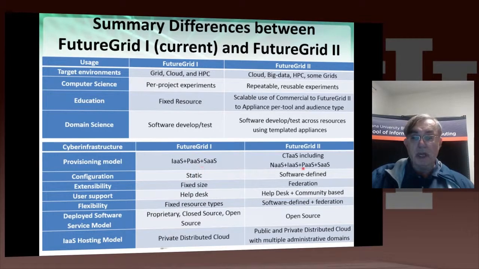The provisioning model is network as a service, which will give you computing testbed as a service, and has 4 layers, not 3 layers. The configuration is relatively static currently. We want to make it totally software defined. We want to have federation, not a fixed system. We want to not only have our current support model of actual support people, but actually have the community involved to get scaling. Instead of having a fixed set of clusters, which I went through for the current FutureGrid, we want to have software-defined systems and federation as the hardware model.